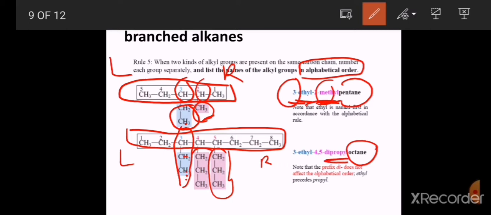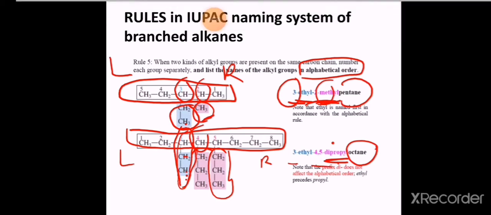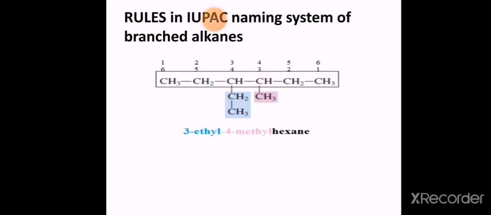Ito yon. Saan sila makikita? Sa 4th and 5th carbon atom. So, ang pangalan nito ay 3-ethyl because of this substituent at the 3rd carbon atom. 4,5 dipropyl. Ito yon. Octane. Okay.